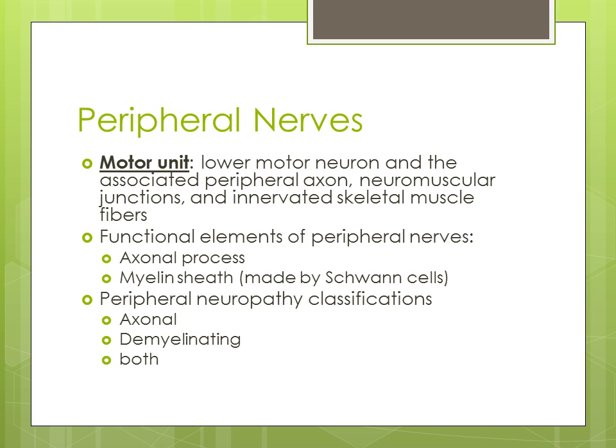The functional elements of the peripheral nerves are the axonal processes, as well as the myelin sheath. And myelin sheaths are made by Schwann cells, and we won't really talk too much more in depth about these because I think you have probably had it in anatomy. And when we're talking about peripheral neuropathies, they can be either axonal or demyelinating diseases, or they could be kind of mixed conditions with both types of problems.